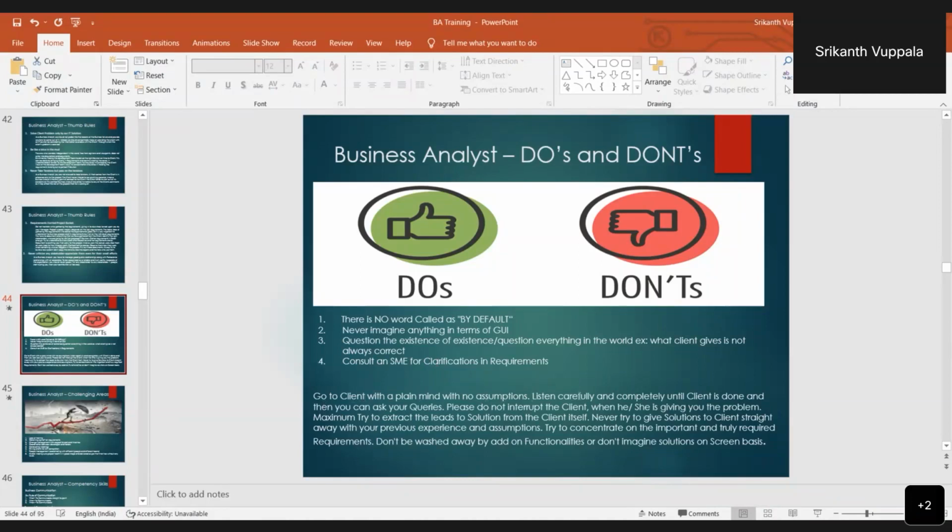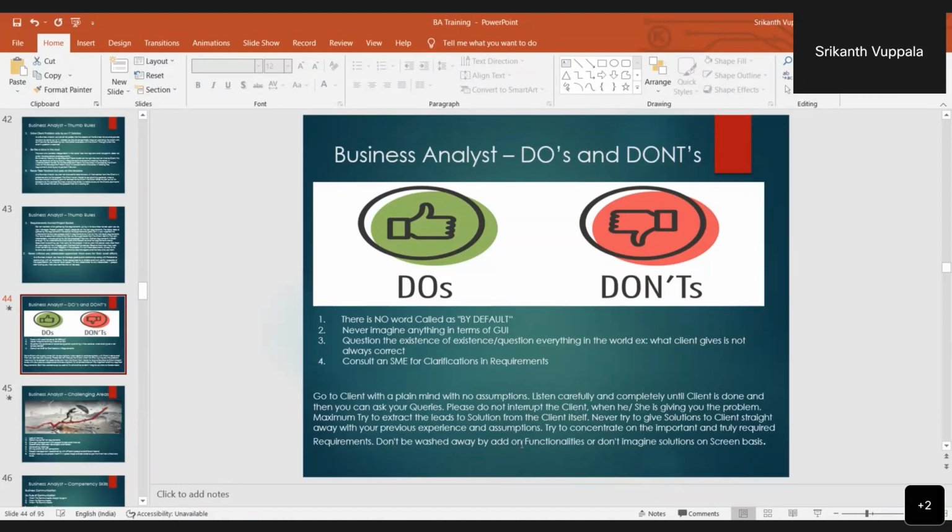So go to the client with a plain mind and no assumptions. Listen carefully and completely until the client is done, then you can ask your queries. Do not jump in and interrupt the client. When he or she is giving you the problem, try as much as possible to extract the leads to the solution from the client itself. Never try to give a solution to the client straight away from your previous experience and assumptions. Try to concentrate on the important and truly required requirements. Don't be washed away by add-on functionalities, and do not imagine the solutions on a screen basis.